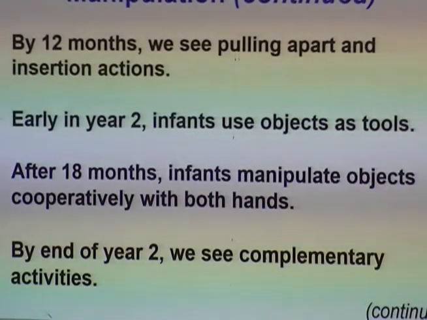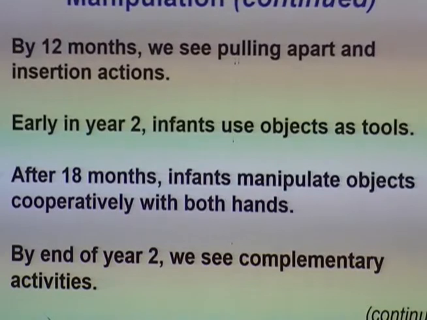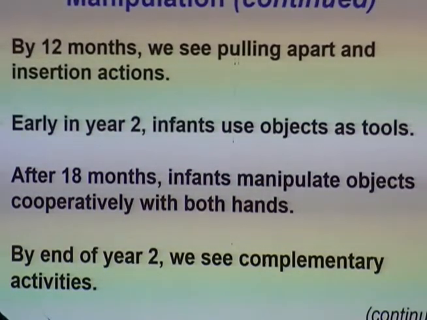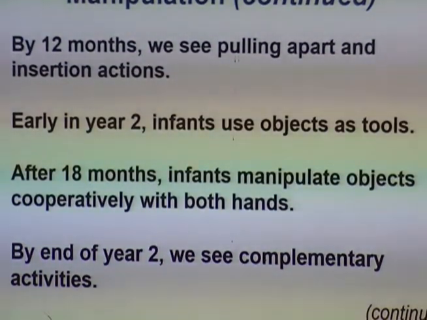By 18 months, we start to see some cooperation between the hands. So I might be able to hold on to a jar and try to turn the lid with the other hand. So we get cooperation. And by the end of year 2, we see complementary activities. So think about what you have to do to open your tube of toothpaste. So my hands are doing something different, but they're working together to achieve a goal.